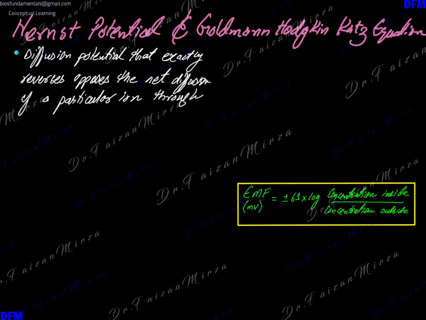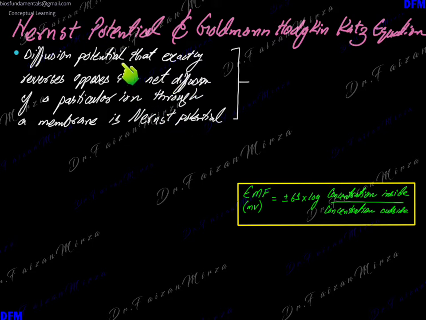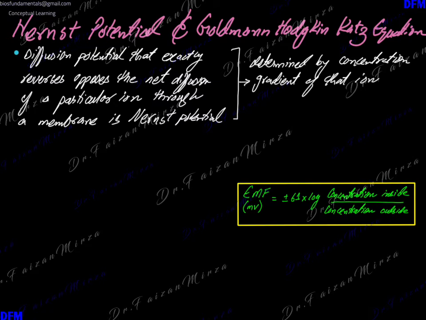The diffusion potential which exactly opposes the net diffusion of a particular ion through a membrane is called the Nernst potential. So the reversal is the Nernst potential. Diffusion potential we have already discussed, so Nernst potential is exactly what reverses it. It is determined by the concentration gradient of that particular ion across the two sides of the membrane.